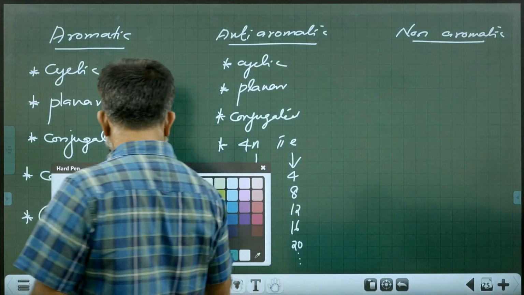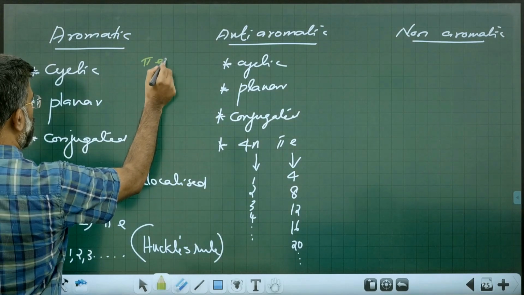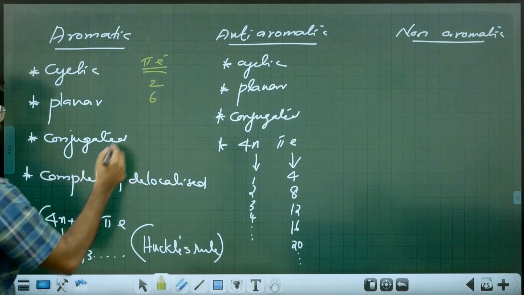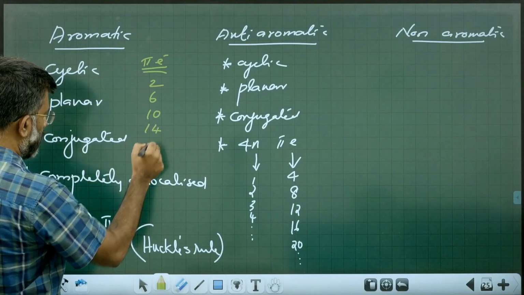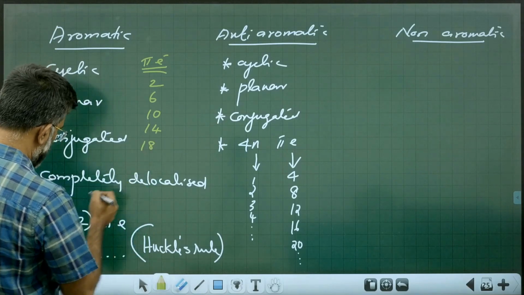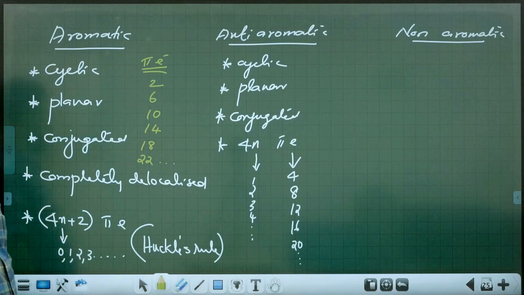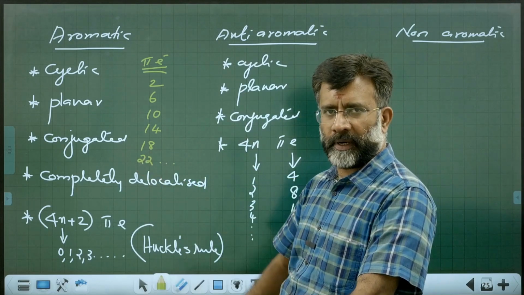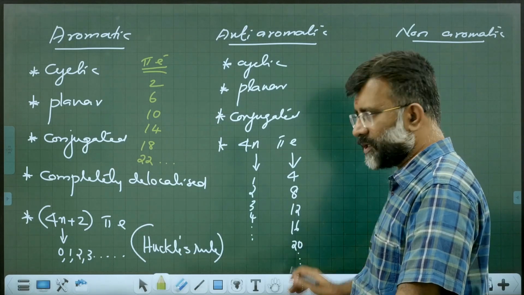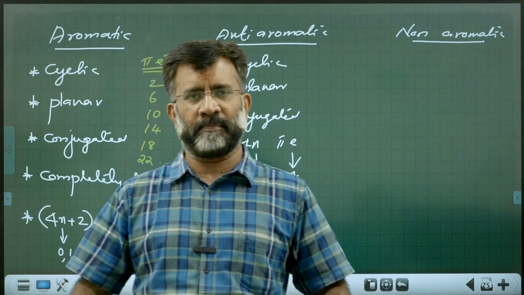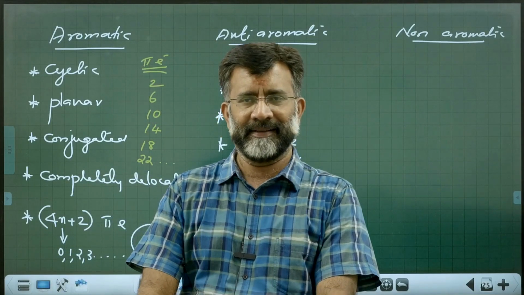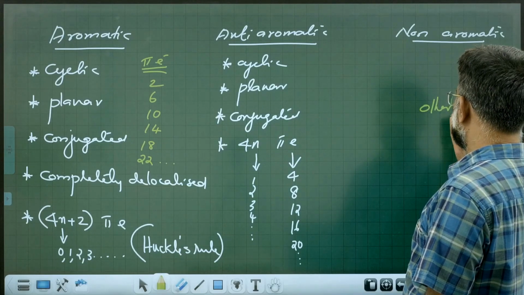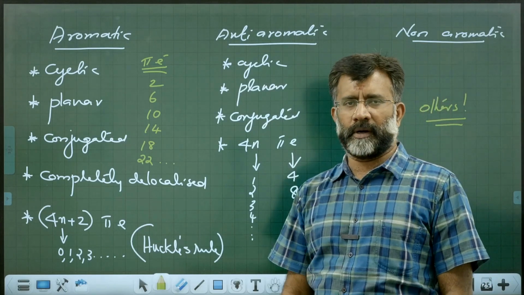What about aromatic? N can be 0. So the pi electrons can be, n equal to 0, 2 pi electrons; n equal to 1, 6 pi electrons; n equal to 2, 10 pi electrons; n equal to 3, 14 pi electrons; n equal to 4, 18 pi electrons; n equal to 5, 22 pi electrons. Such electronic systems are aromatic. So 2, 6, 10, 14, 18, 22 are expected to be aromatic, while 4, 8, 12, 16, 20 are expected to be anti-aromatic, provided it is a cyclic planar conjugated system. Right? So this is anti-aromatic, this is aromatic, while others are called non-aromatic. Other than these two categories, you can call it non-aromatic.